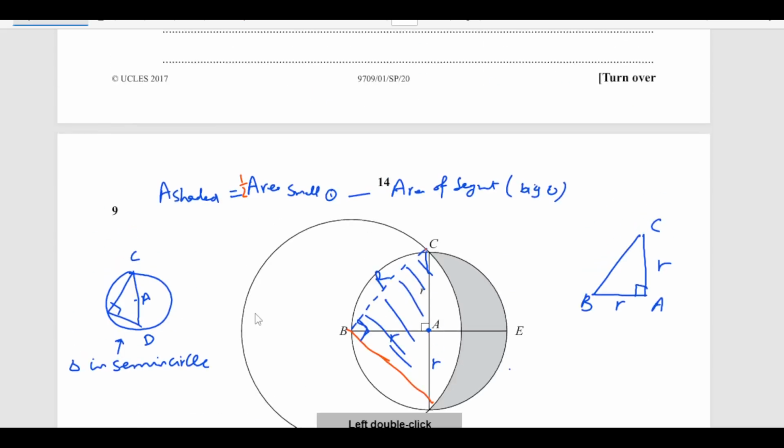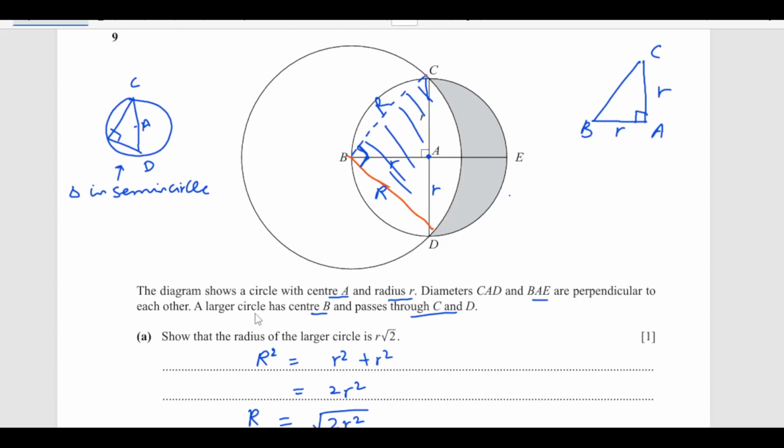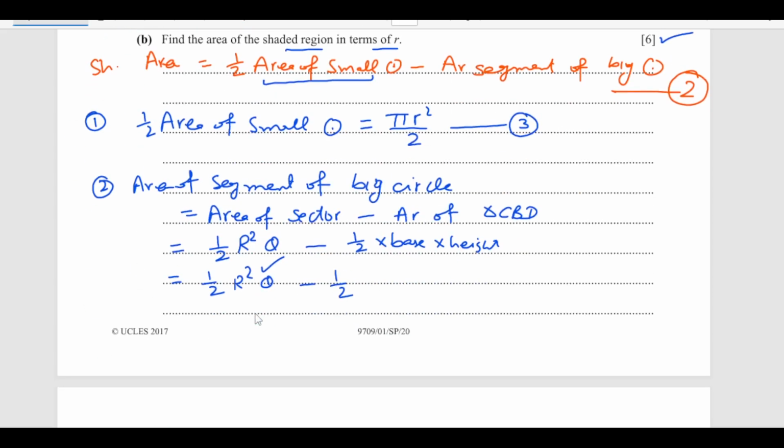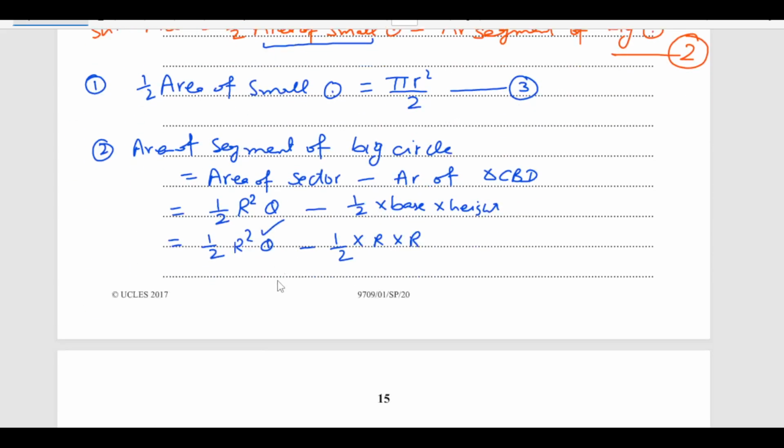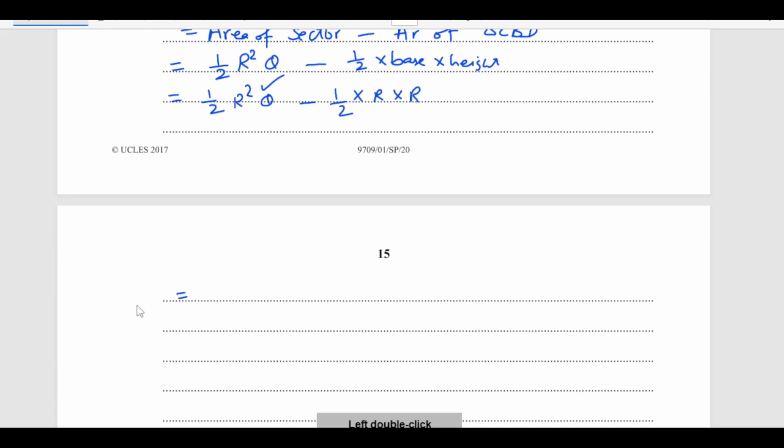So, as you see, this is the base, this is R, this is also R. So, this is a right angle triangle. So, base times height. Base is R, radius, height is also R. So, I am writing here R times R, that is R squared, right. So, from here what do we have? We have now half R squared theta minus half R squared.